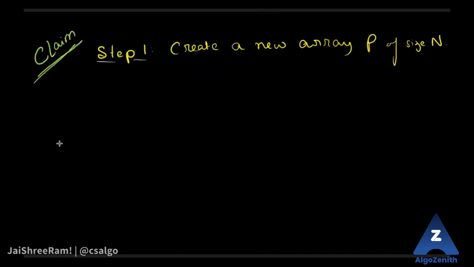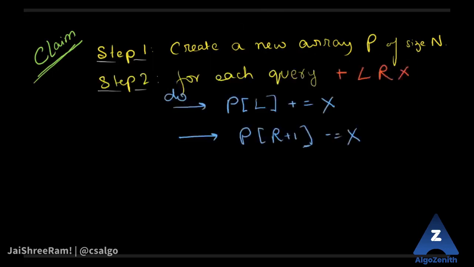I will be making a claim first. Let's do a few steps. Step 1 is to create a new array of size n with all zeros. Now for each of the queries given to you of the form plus L R X, whenever you get this query, in this new array you change the value at index L by adding X to it, and you change the value at R plus 1 by subtracting X from it. For every query you do this.